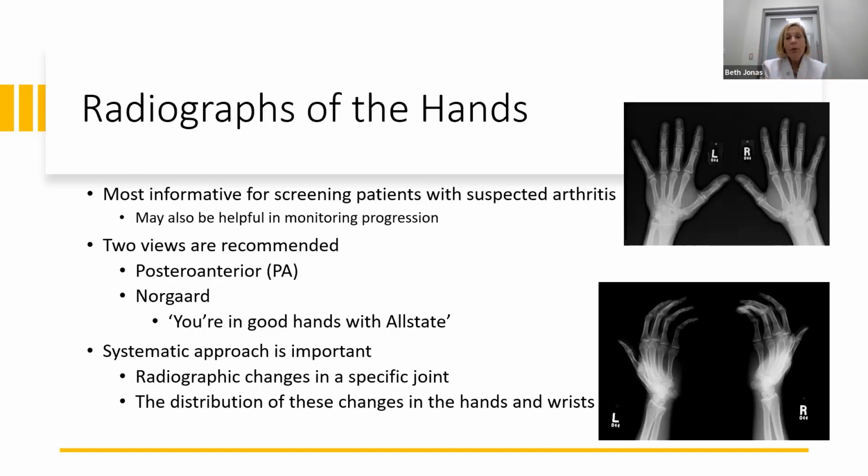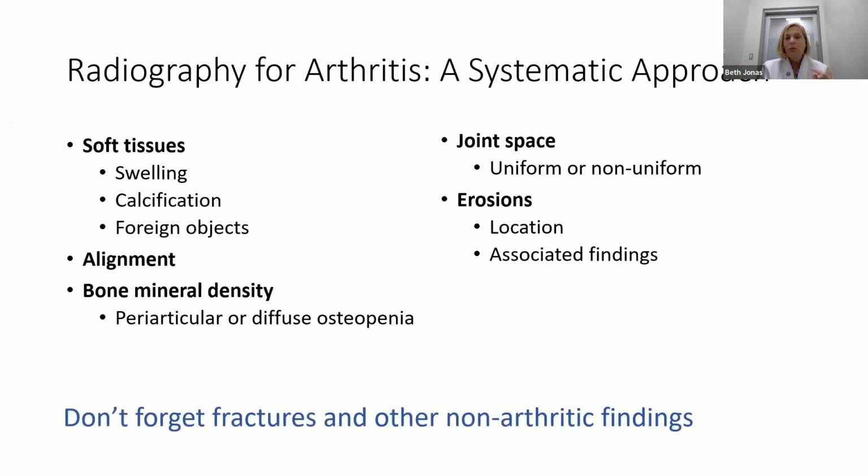What's really important is that you develop a very systematic approach when you're looking at hand radiographs. So you want to look at radiographic changes in specific joints and then the distribution of these changes within the hands and wrists. And we're going to go through how to do this. There's not one right or wrong way of doing this. It's just really important that you have a system and you do it the same way every time.